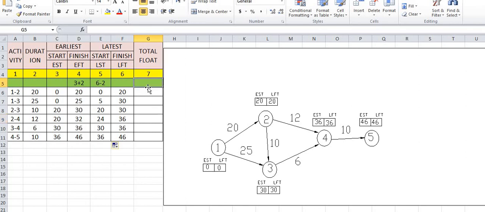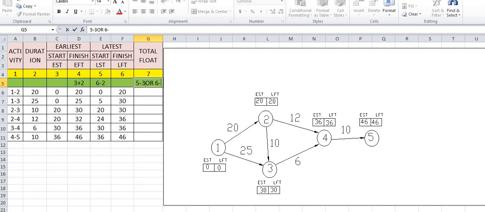Next, again important, how to calculate total floats. Total float is start or end, finish. Start minus start or finish minus finish is one and the same. That means column number 5 minus 3, or 6 minus 4.